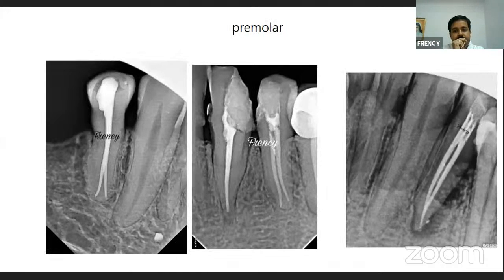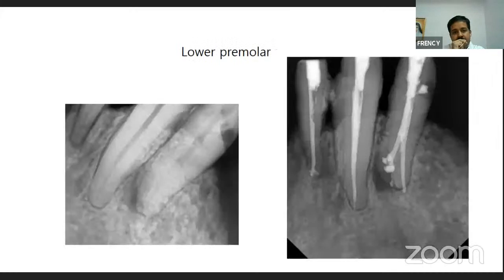Then sometimes, from the coronal aspect itself, the canal divides. And sometimes there will be two canals that may be joining in the apical region, and you can see the isthmus between the buccal and lingual canal. Here you can see a sudden disappearance of the root canal outline from the middle third. There is a deep split of the lower premolar.